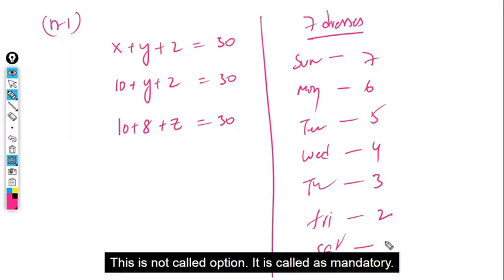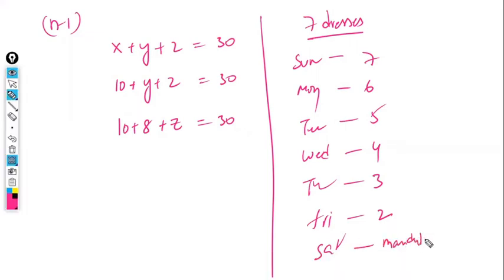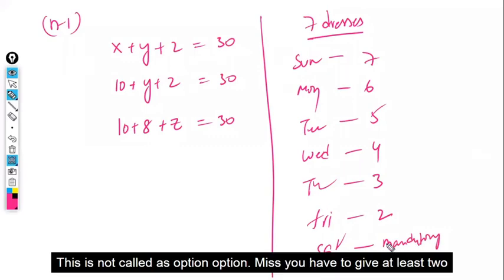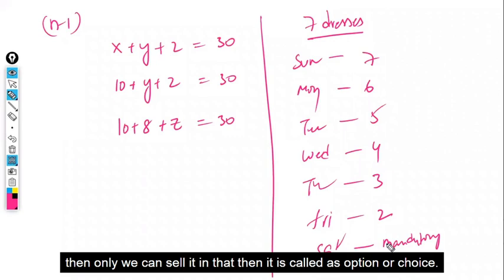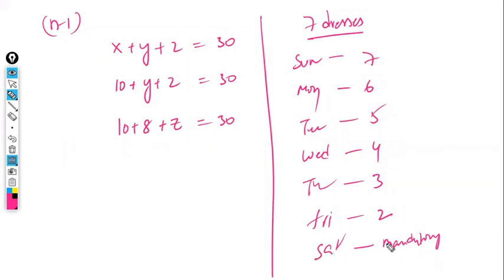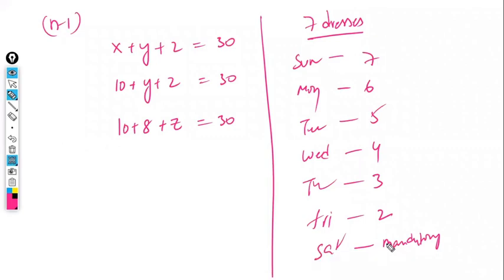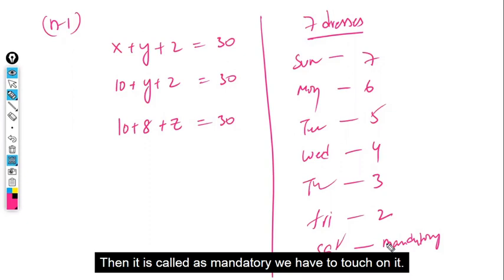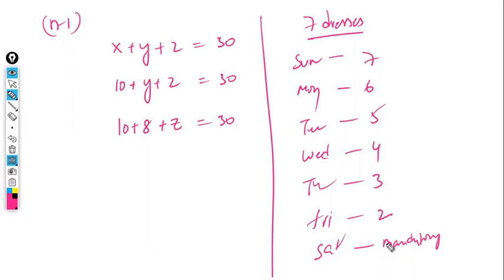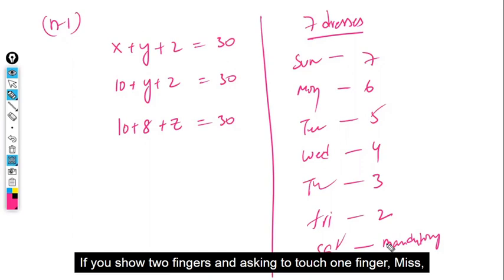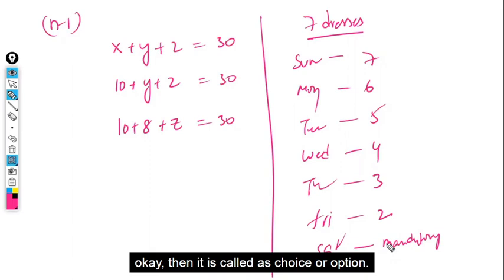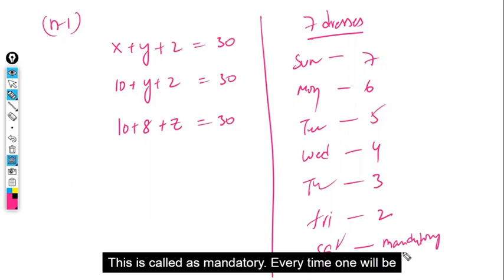This is not called an option. It is called mandatory. Option means you have to give at least 2, then only we can select from that. Then it is called an option or choice. If you show one finger and ask to select, miss, then it is called mandatory. We have to touch only that; there is no other option for us. If you show 2 fingers and ask to touch one finger, miss, then it is called a choice or option. This is called mandatory.